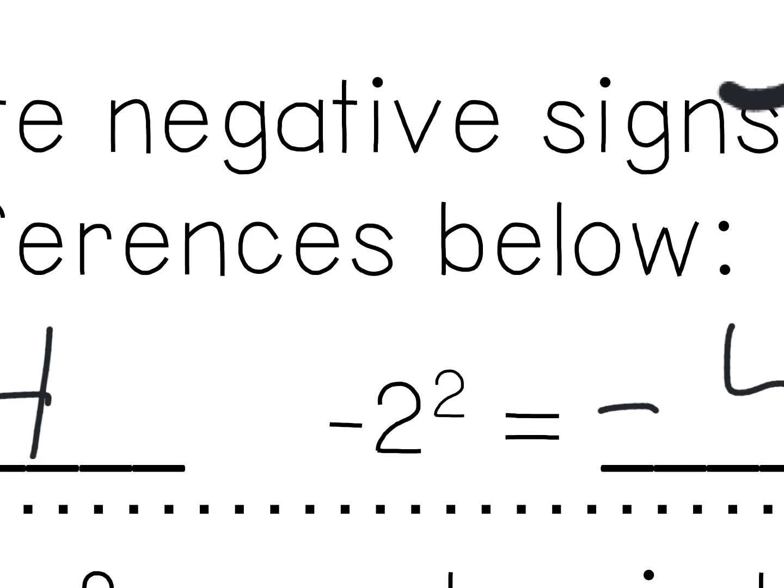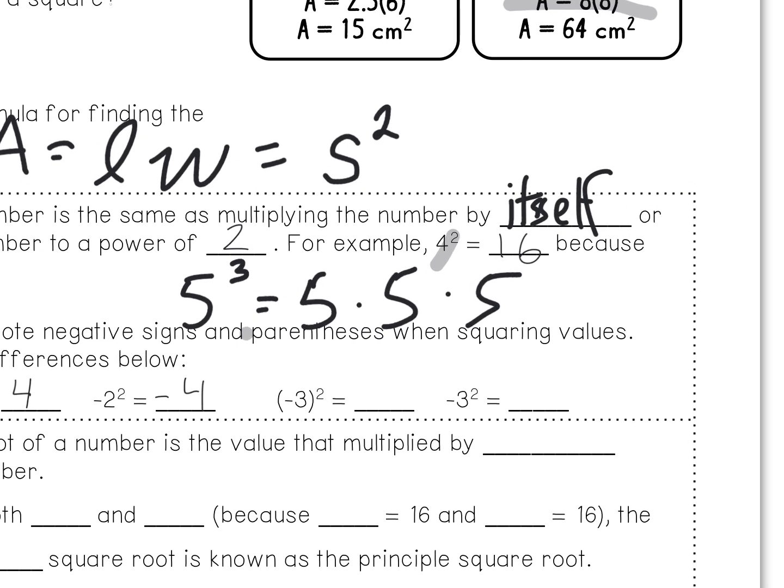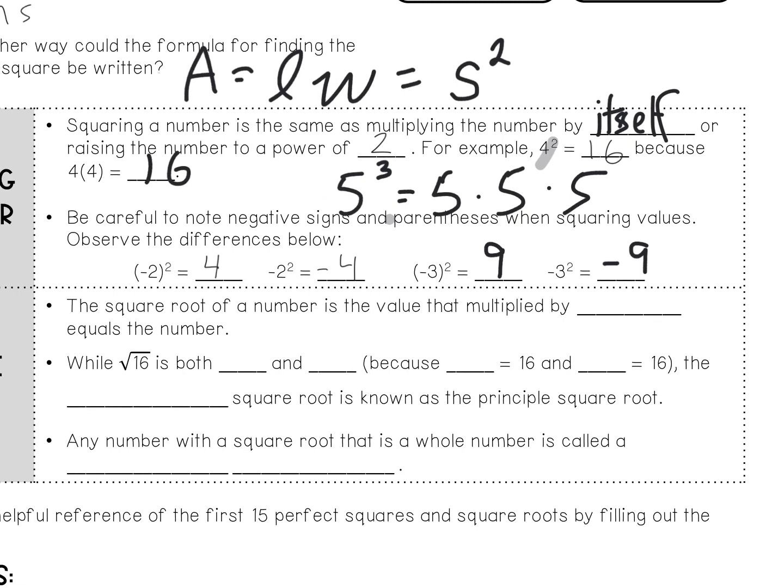If there's no parentheses, then your value should be negative. So what about the next two values? What would those be? Not times 2, times itself, 9 and negative 9. Good. So 9 here because negative 3 times negative 3 is 9, and negative 9 because 3 squared is 9 times the negative on the outside. Any questions about that? Is that okay? So make sure you're paying attention to the parentheses. It's important.